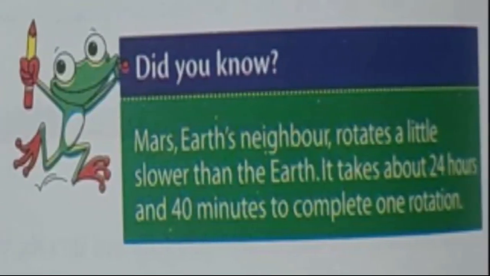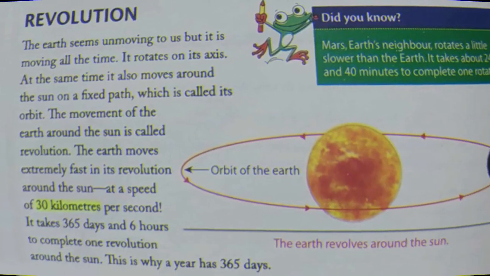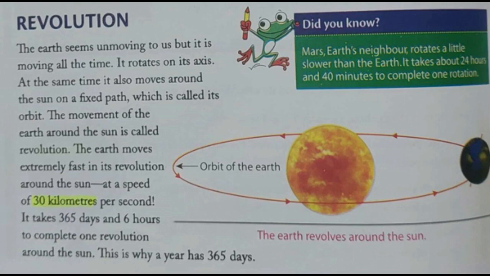Did you know? Mars, Earth's neighbor, rotates a little slower than the Earth. It takes about 24 hours and 40 minutes to complete one rotation. Revolution. The Earth seems unmoving to us, but it is moving all the time. It rotates on its axis. At the same time, it also moves around the Sun on a fixed path, which is called its orbit. The movement of the Earth around the Sun is called revolution.